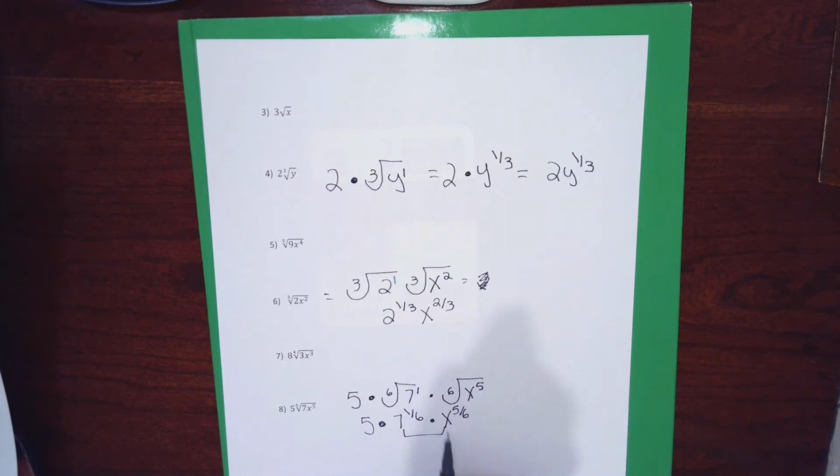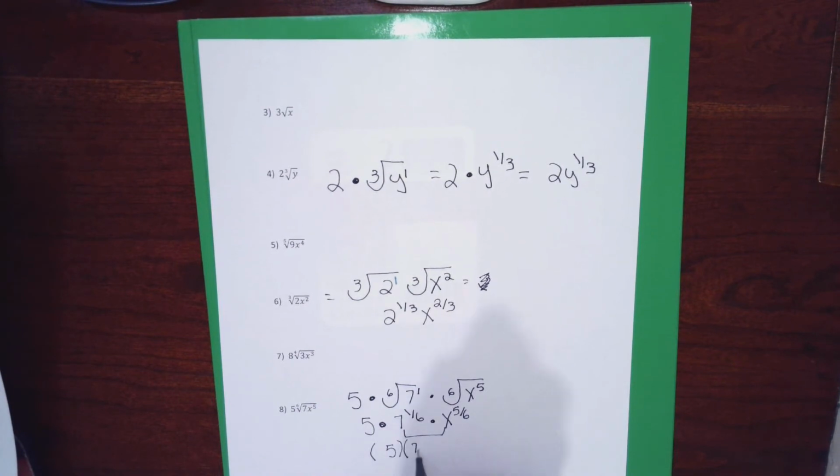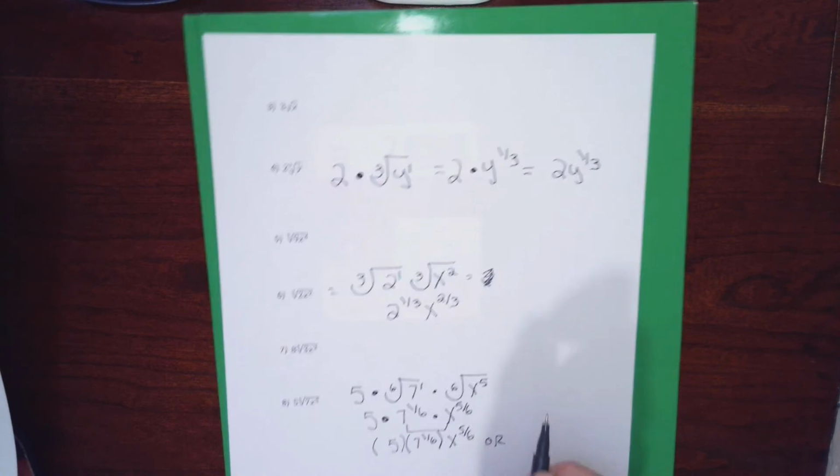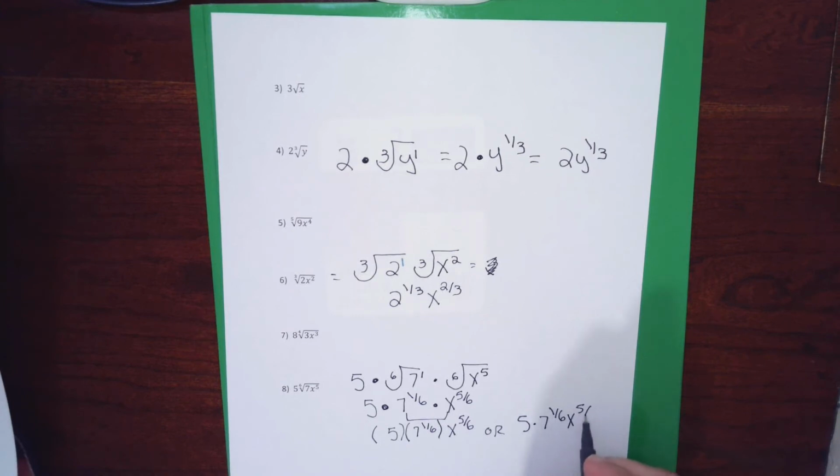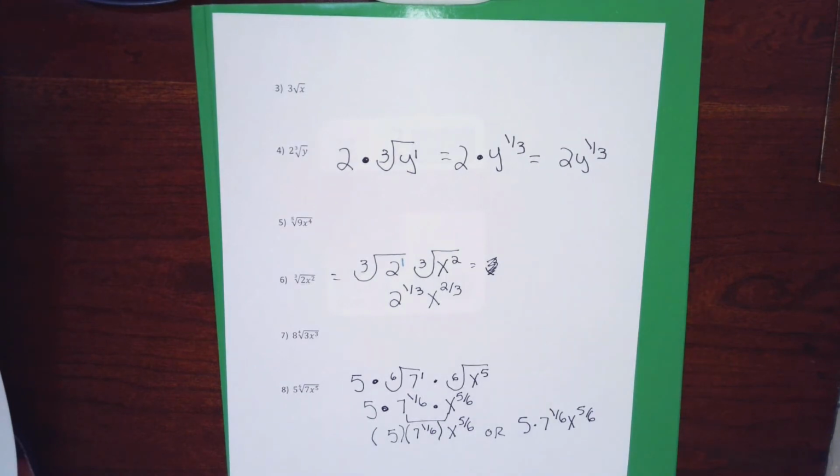This times I don't need, but this I need something to represent times, otherwise it's going to look like the number 57. So either a parentheses to represent this times might be nice, or a times sign to represent this times might be nice. But between the 7 to the 1/6 and the x to the 5/6, I don't really need a multiplication. But if I'm not using parentheses to signify multiplication of the 5 and 7, I need something to do that.